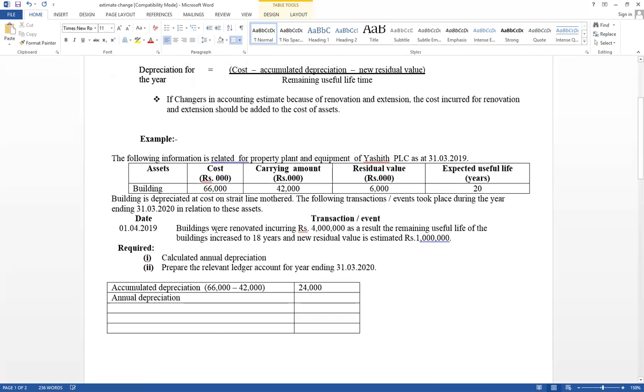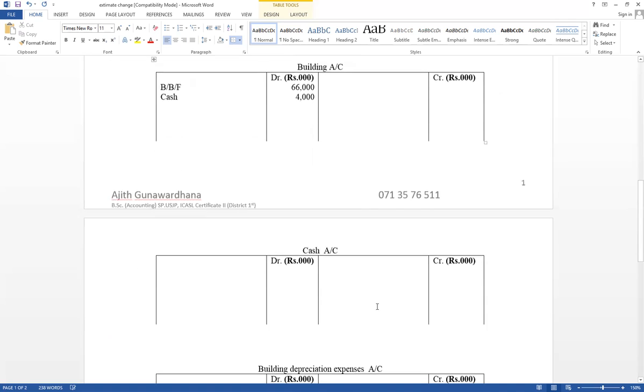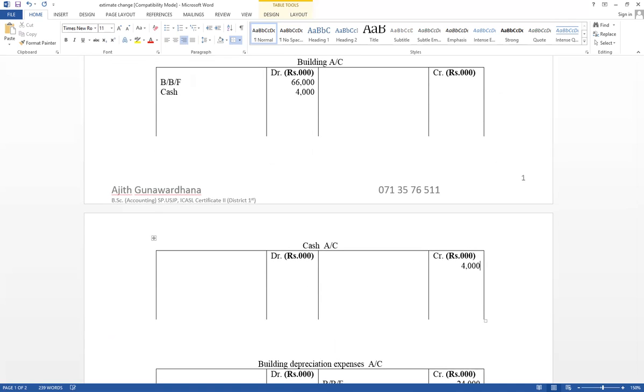Then think about cost incurred for renovation, 4 million. Beginning of the year, paid in cash. Therefore, cash account credit, building account debit. Cost incurred for renovation also should be considered as a part of cost value. Therefore, building account debit as a cash and cash account credit 4 million as a building in name of other ledger accounts.